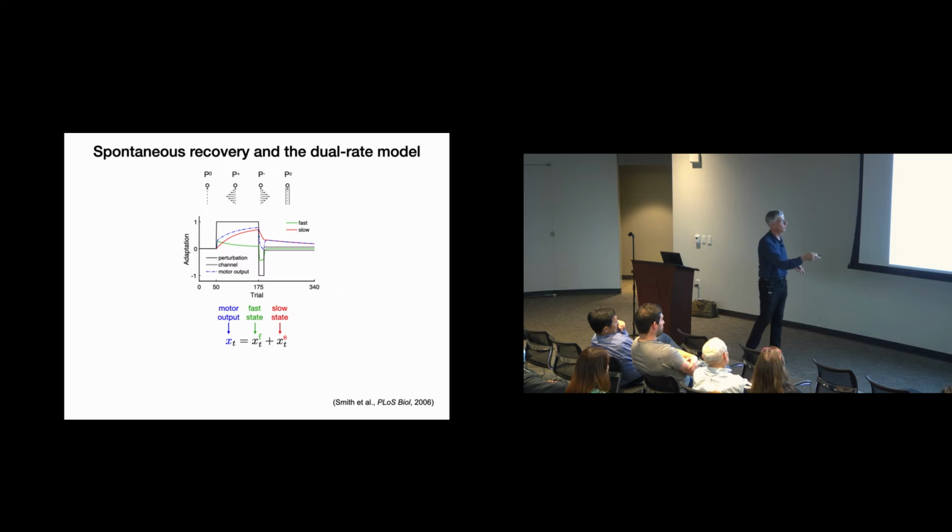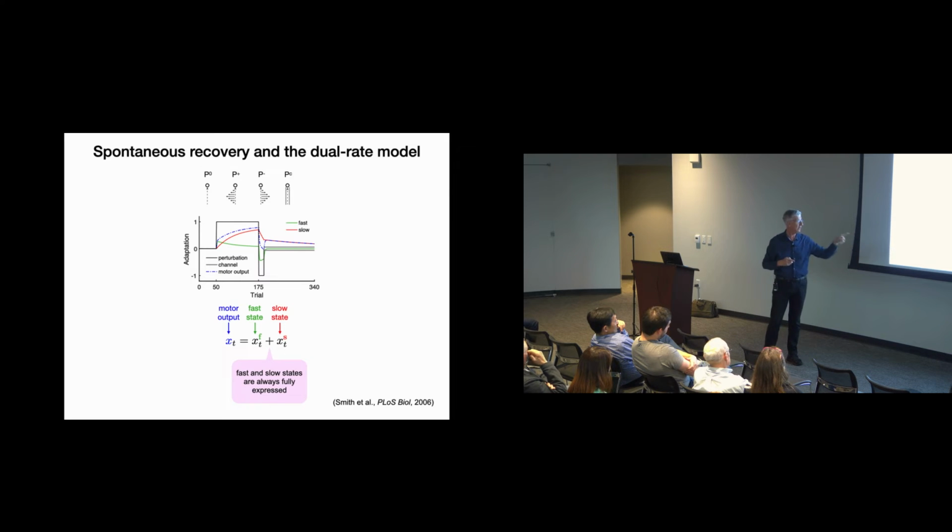And this model, what's called the dual rate model, has become a major idea in motor control. I think it's totally wrong, as you'll see in a moment, but it's the basic fundamental idea, and people have mapped all cognitive processes onto it, and I just think it's misleading. Okay, and the reason is, in this model, the fast and the slow states are always fully expressed.